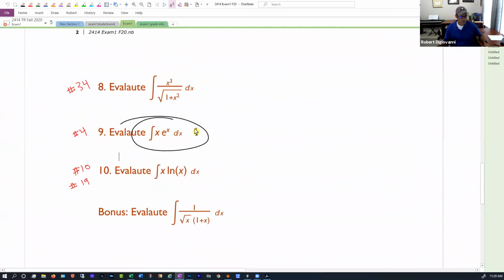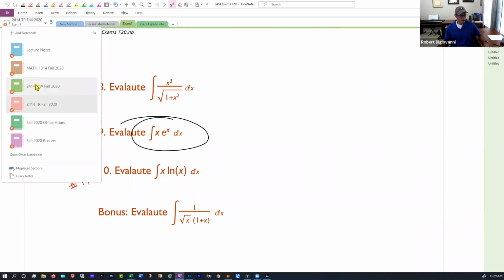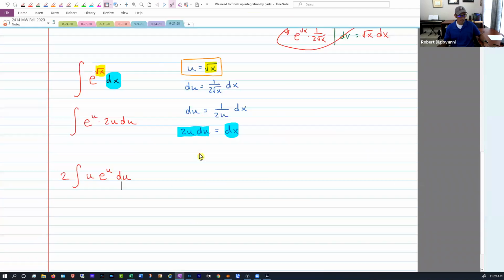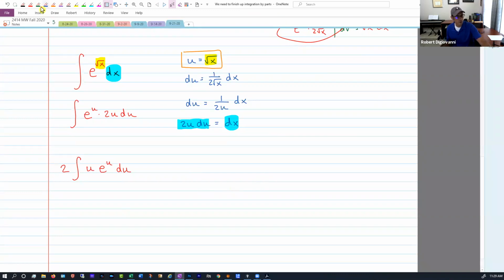You actually had this problem on the exam. This is number 9. The integral of x e to the x dx. We have u e to the u du. And actually, a lot of students got this problem right. A lot of students did okay on that one. So that's what we have to see here, is that we have to do an integration by parts now.